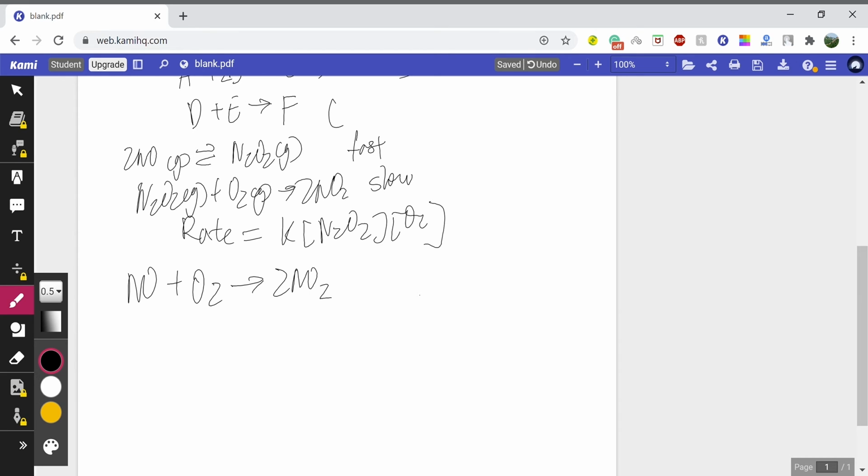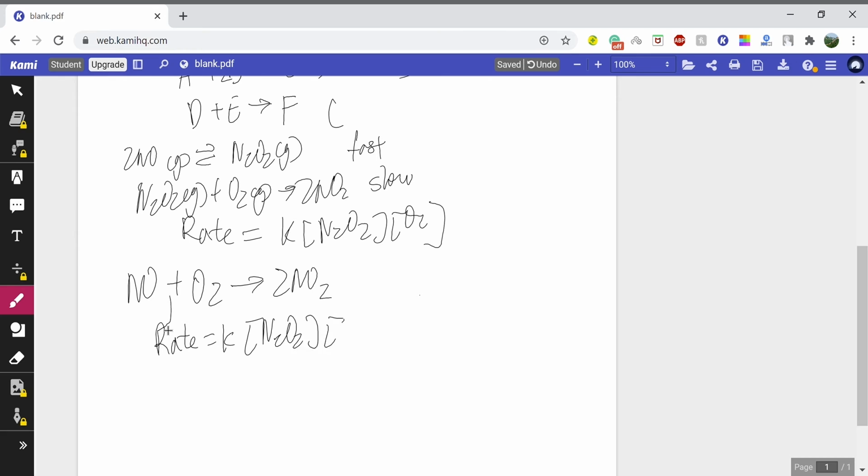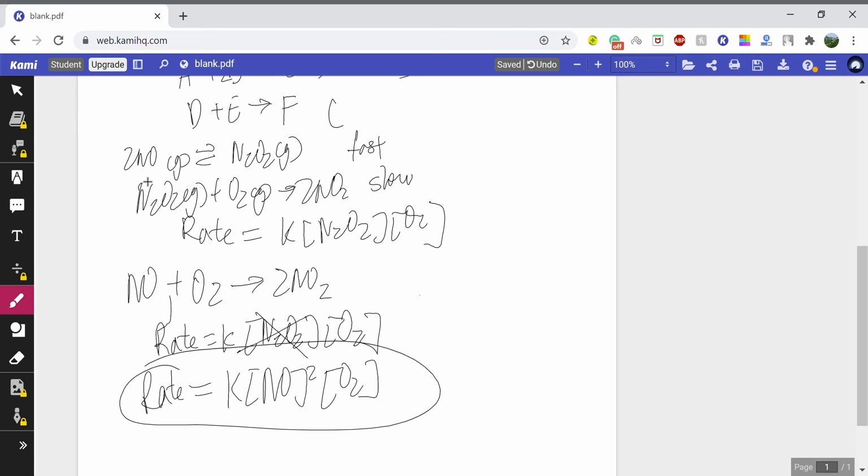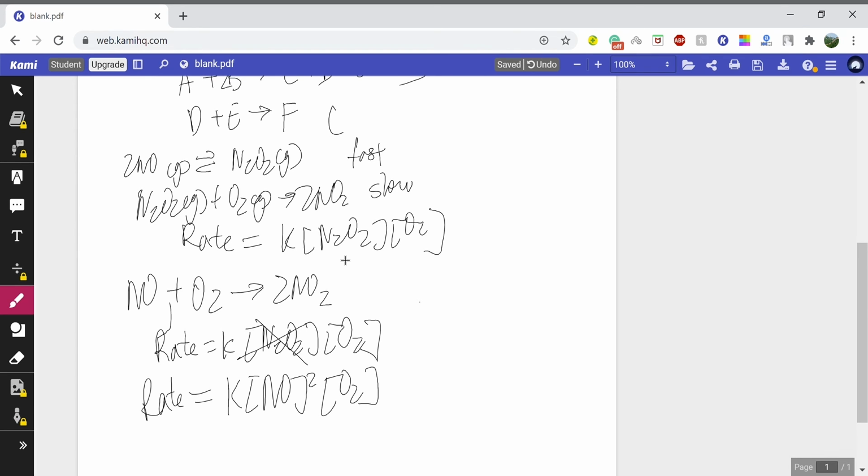Now, if you notice here, the first step is in equilibrium. So what does that mean? That means the N2O2 can freely exchange with the 2NO. So our slow step rate is equal to K times N2O2 times O2. But N2O2 is also related to 2NO. So we can replace this N2O2 with NO squared, because there's a 2 in the front, so rate equals K times NO squared times O2. And this will be our rate law for the overall reaction. It is not just simply the slow step. We have to replace the N2O2 with what is producing it, which is 2NO.